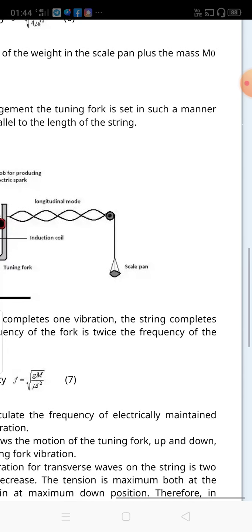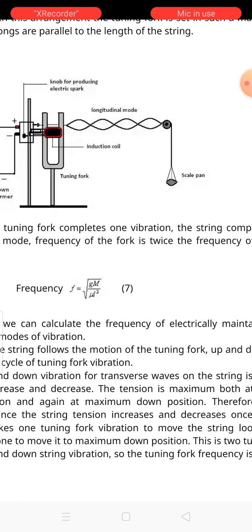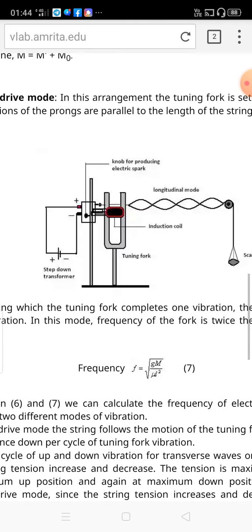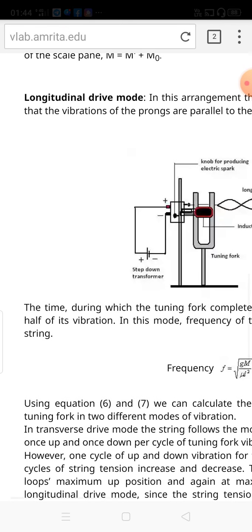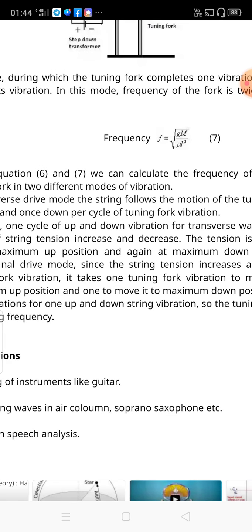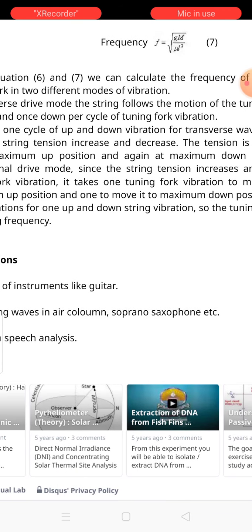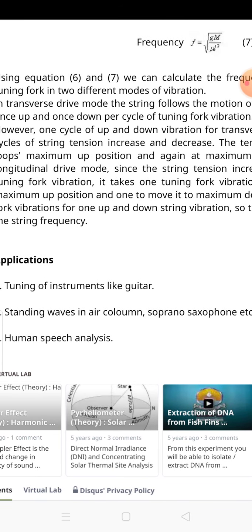That value you should know, and another value you have to measure, because if you put a value of 5 gram, that 5 gram, the value of M dash, any one of the values is provided, another value you obtain, the sum of the two values. So the frequency again coming here, f is root over gM by mu d square. Now using several equations you can do. What are the applications? Tuning of instruments like guitar, standing waves in air column, soprano, saxophone, etc., and human speech analysis.